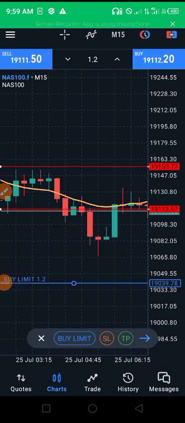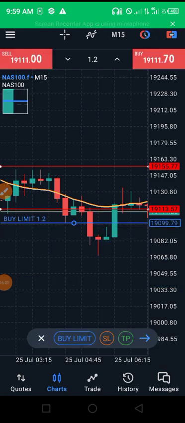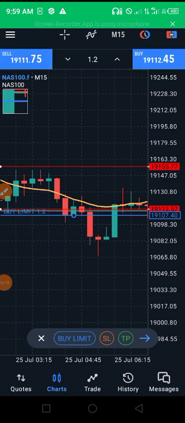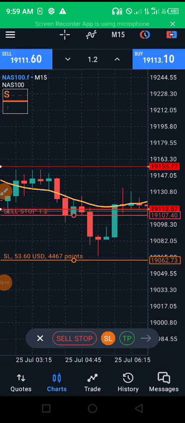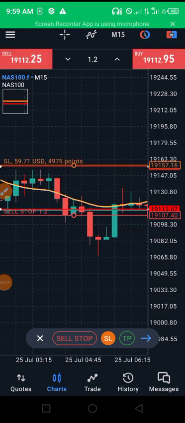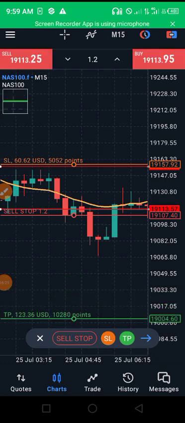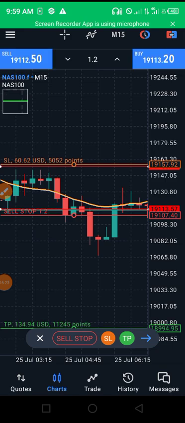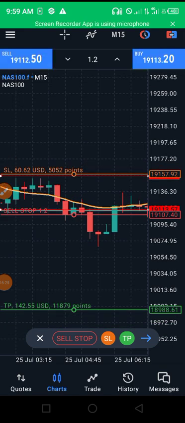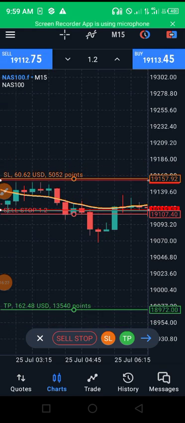Let me take it again. It's a sell trade I want to take, a sell trade like this. Stop loss will be around this zone and take profit. Today we're in the live market now, so I don't want this thing to quickly activate my trade. So let's see what the market later does.